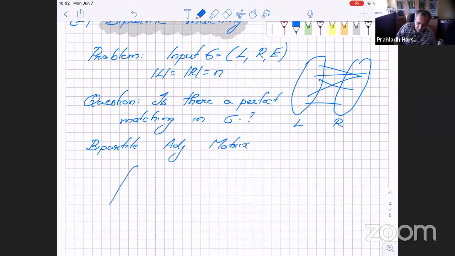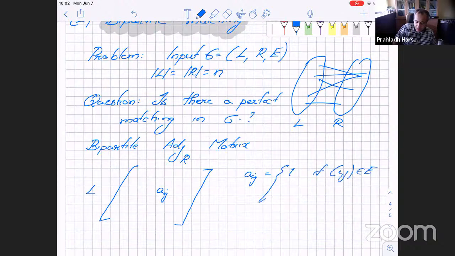What's the bipartite? I'm going to look at an n by n matrix. L is this side, R is this side, and Aij. What am I going to put in Aij? I'll put in 1 if ij is an edge, and 0 otherwise. This is the bipartite matrix.